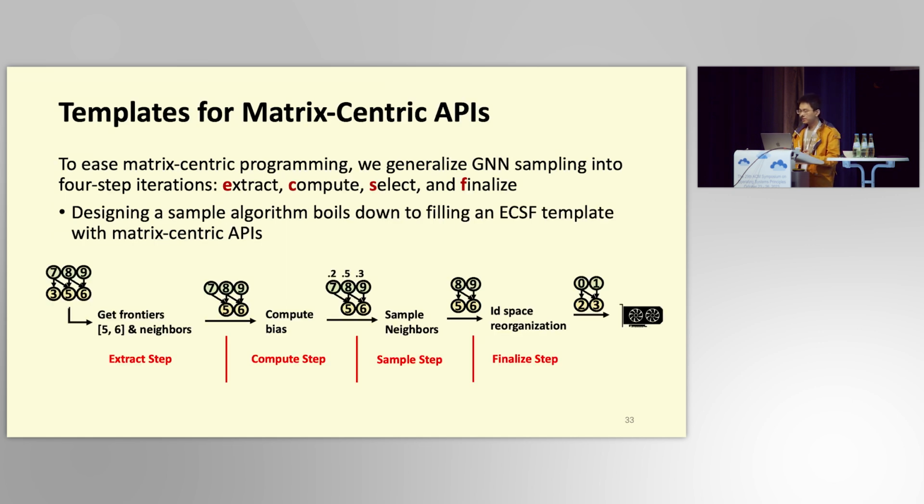And to further ease programming with the matrix API, based on our survey, we generalize the GNN sampling process and break it into a sequence of iterations, each having four steps, namely extract, compute, select, and finalize. This ECSF model can cover 15 GNN sampling algorithms that we can find, and designing an algorithm within our proposal is simple. One just needs to fill in each step with the logic written in the matrix-centric API.